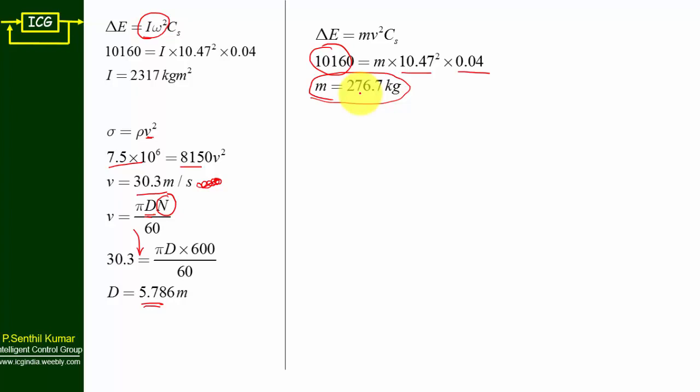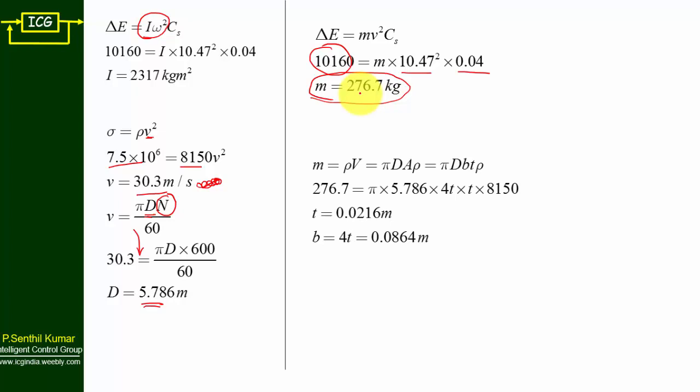Now we need the dimensions of the flywheel, that is breadth and thickness. Let's see how to find breadth and thickness. There is a standard formula, mass equal to rho v. Here v represents volume, density into volume, then volume equal to pi dA. So here you may get a confusion. So how is volume equal to pi dA? This is how the flywheel looks. Shape of the flywheel. You just cut this portion, you will get a rectangle.